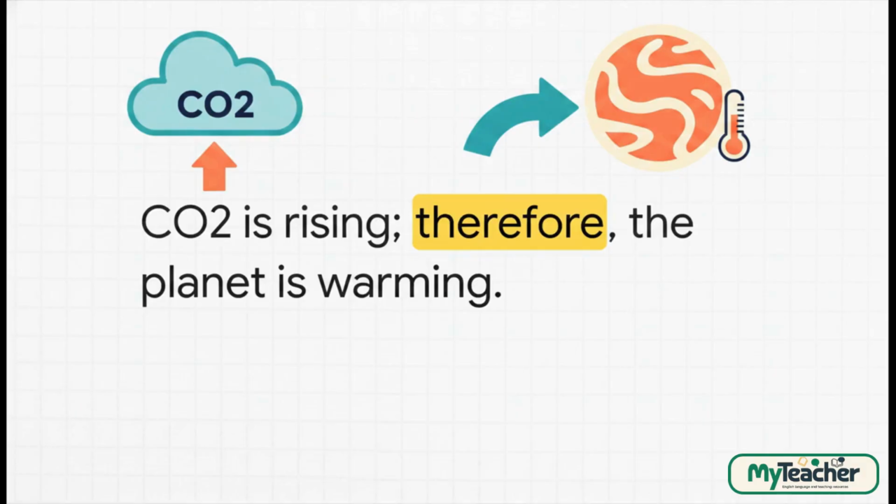CO2 is rising, therefore the planet is warming. First, we give the cause. CO2 is rising. Then, we use our strong effect word to start the new idea, therefore. And finally, the result. The planet is warming.